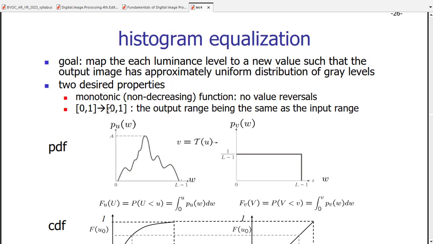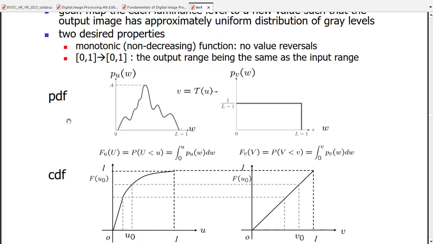To decide properties, monotonic means a non-decreasing function, no values reversed. 0, 1 implies 0, comma 1. So the output range is the same as the input range. The PDF, the probability distribution function, tells the type of uniformity. The cumulative distribution gives the range at this high level.